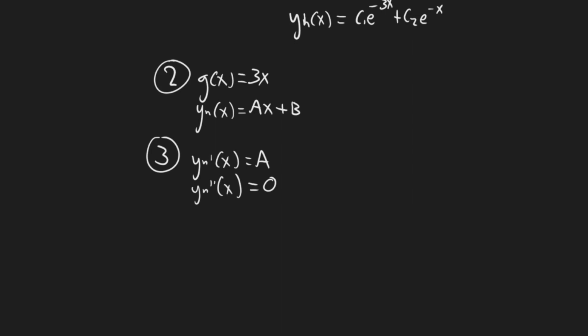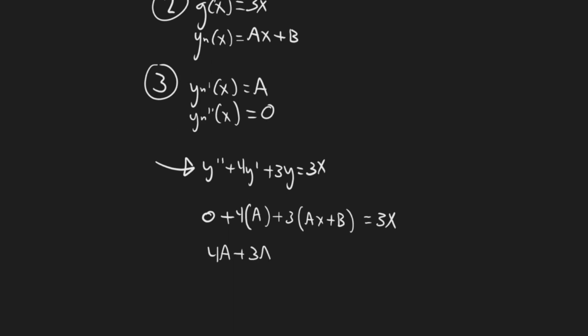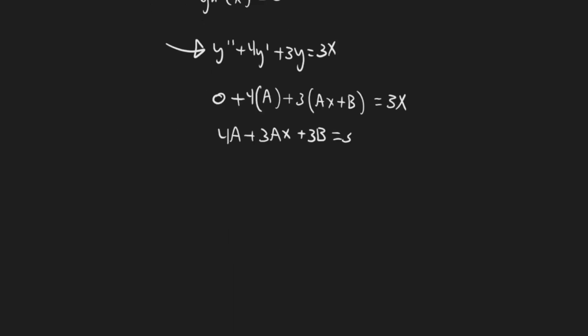So that's actually going to make life a little bit easier, right? Because inevitably we need to plug this into the actual ODE, which we're going to do now. The actual ODE, I'll write again: y double prime plus 4y prime plus 3y equals 3x. So now let's plug in these three into our ODE. Well, y double prime, luckily for us, is 0. Then we add 4 times y prime, and in this case, y prime is just a. Then we add 3 times y, which is ax plus b. This equals 3x. So let's distribute the 4 and the 3 and see if this looks a little bit nicer: 4a plus 3ax plus 3b equals 3x.